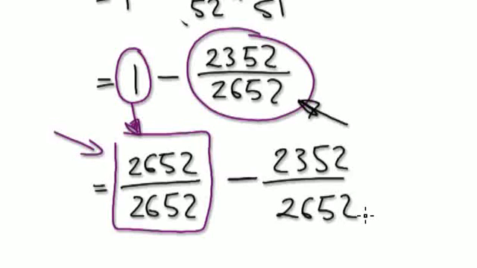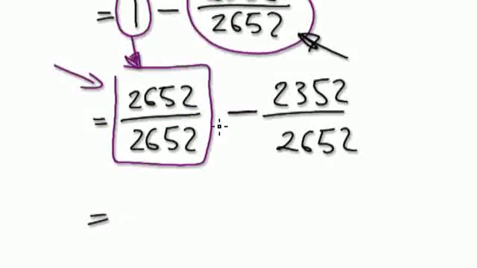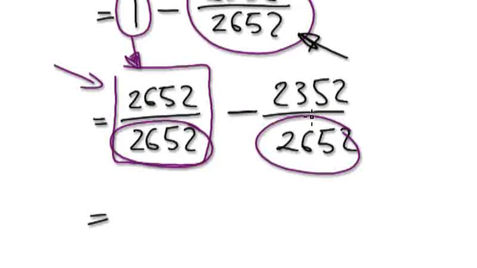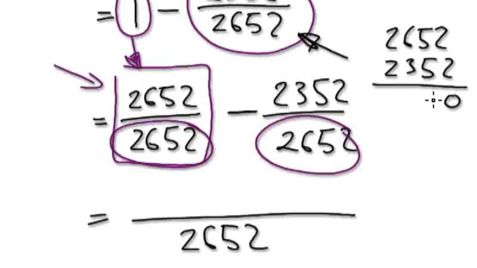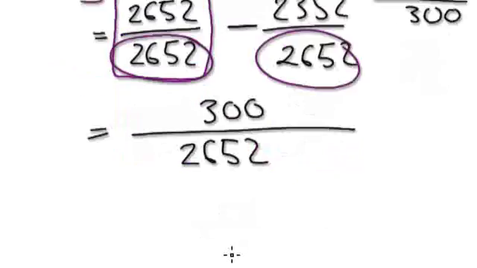Now, we've got 2 fractions, but the 2 denominators are the same here. So we can just get the top take away top, basically. So I'm just going to merge the 2 fractions together. The 2 denominators are the same, so we're allowed to merge the two together. So it's just a matter of 2652 take away 2352. So that would be 300. So it's 300 over this.